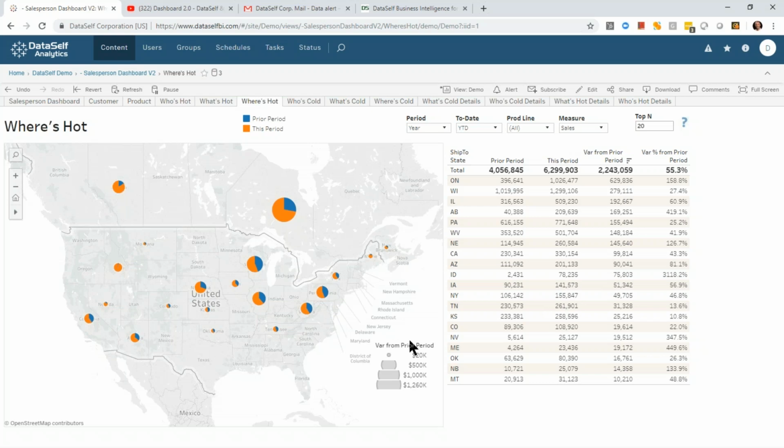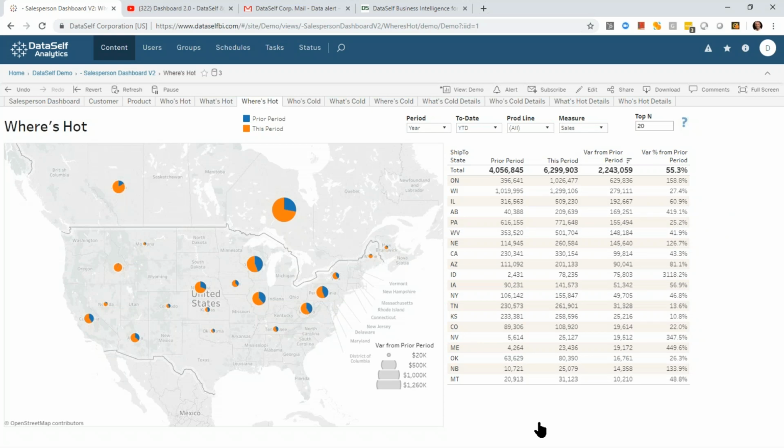So in this out-of-the-box report, bigger bubbles show bigger growth since last period, and the colors show the slice of this period versus the prior period. And again, you can change the metrics and you can see the information in a tabular format. Now, this is focusing on the hot performers.